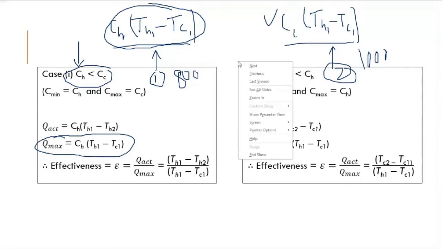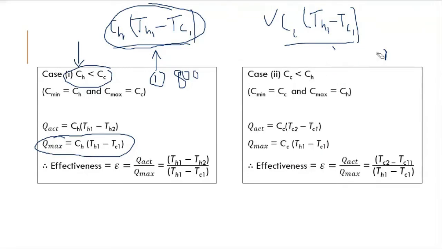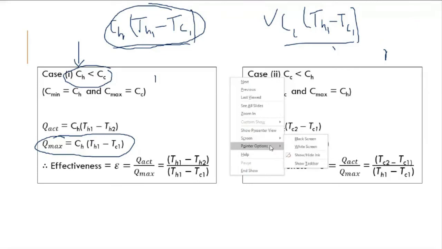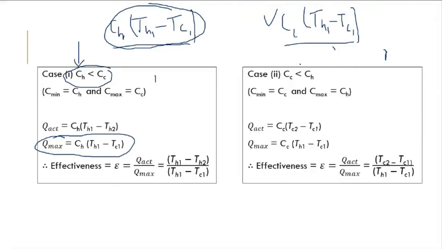For the next case, I'll just use eraser once. Again, for the next case, what do we have? We have CC is less than CH. This is the condition given. CC is less than CH. So again, we have the same rates of heat transfer. In this case, which value will be lower? First one or second one? Second one will be lower.